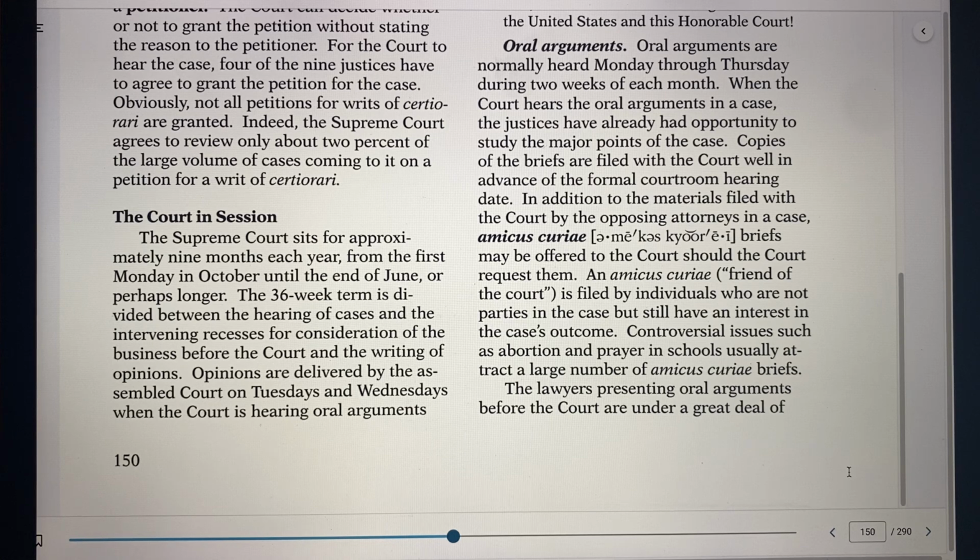Okay, let's talk about a court in session. What does it look like? The Supreme Court sits in session for 9 months out of the year, starting on the first Monday in October and ending at the end of June. So it's a 36-week term, and it's divided between hearing cases and writing opinions. Basically, they hear the case, and then they write opinions about it. The opinions are delivered by an assembled court on Tuesdays and Wednesdays. And Mondays are the oral arguments, where they listen to arguments about the case.